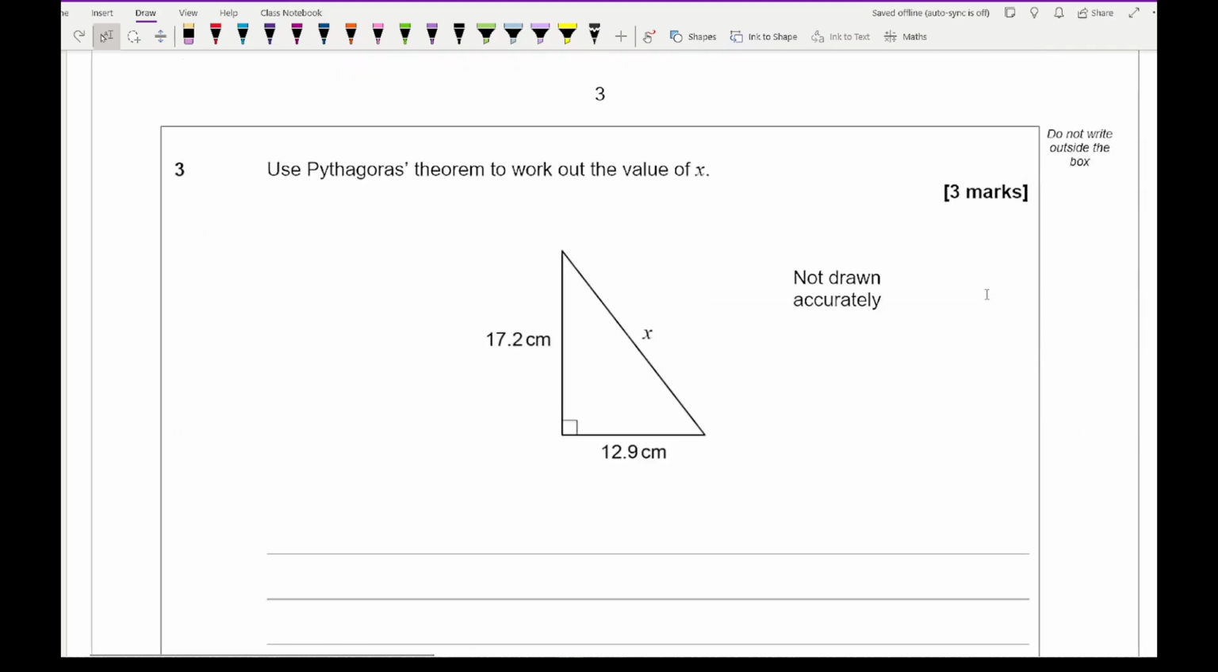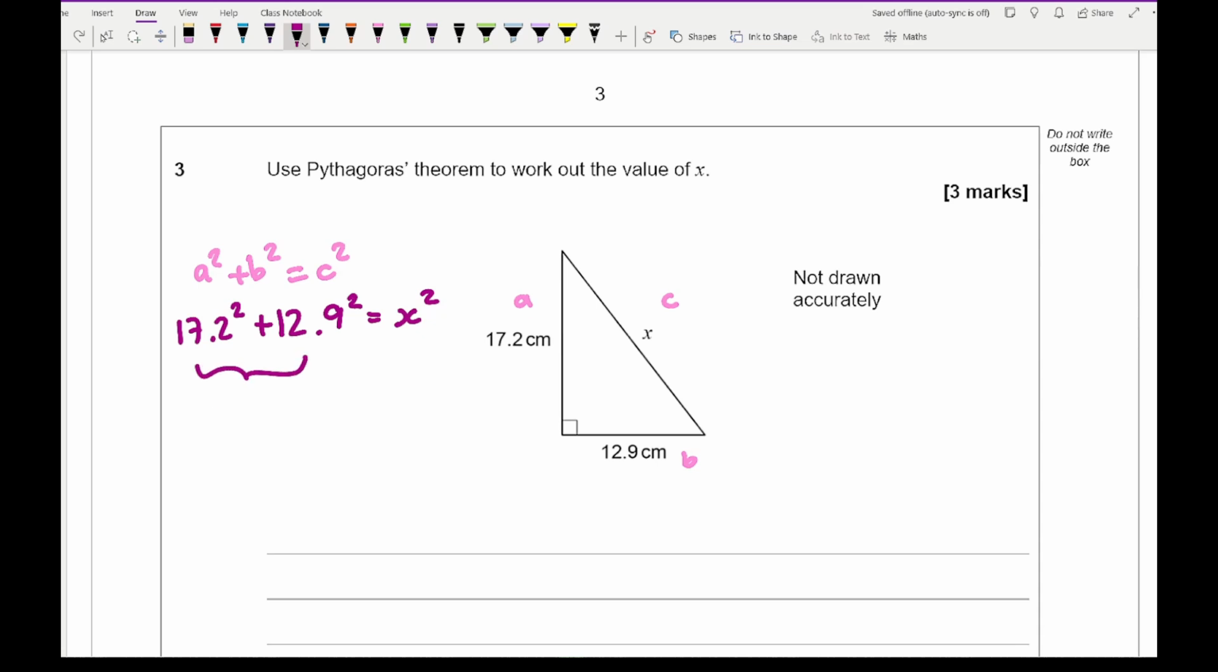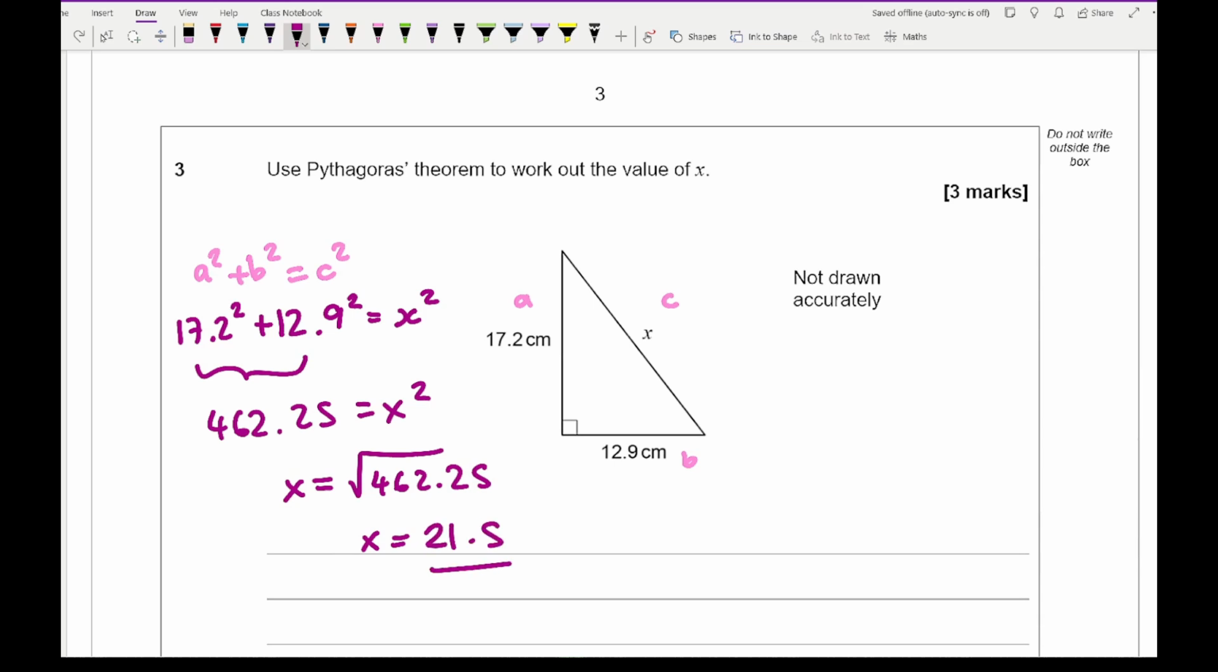Moving on to question 3, it says use Pythagoras to work out the value of x. Labelling the triangle first, we've got our C, we've got A and B. Pythagoras' theorem is a squared plus b squared equals c squared. So substituting the values in, I get 17.2 squared added to 12.9 squared, and that equals x squared. Calculating these up, we get 462.25 equals x squared. So x is going to equal the square root of that, and if I type that into my calculator, I get an answer of 21.5.